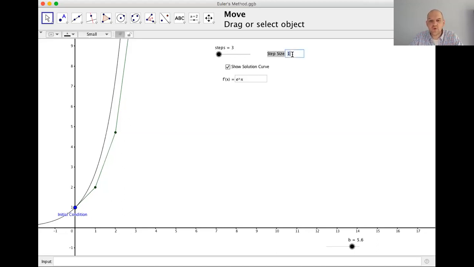If I use 0.1, you can see we're kind of on the solution curve there. And it's going to start to be below because of the concavity, but pretty good.